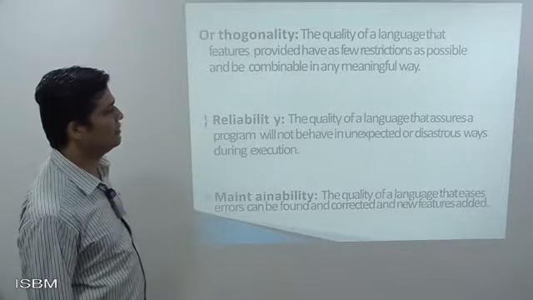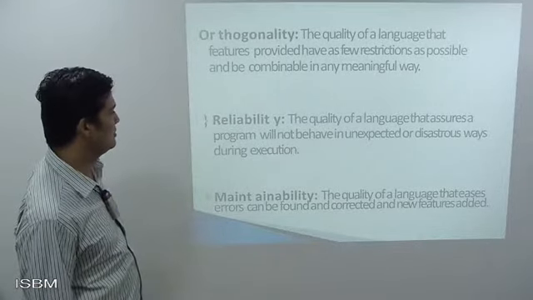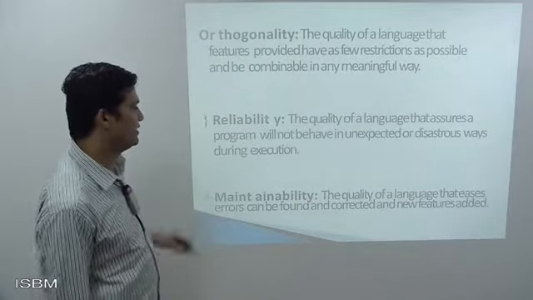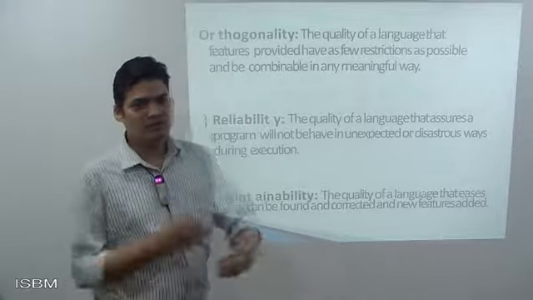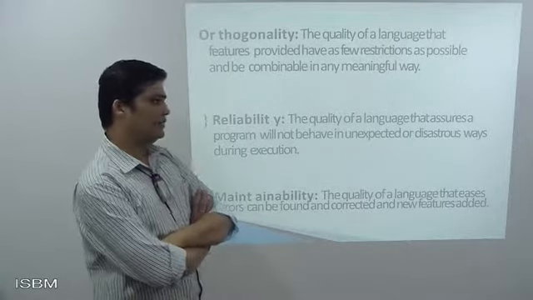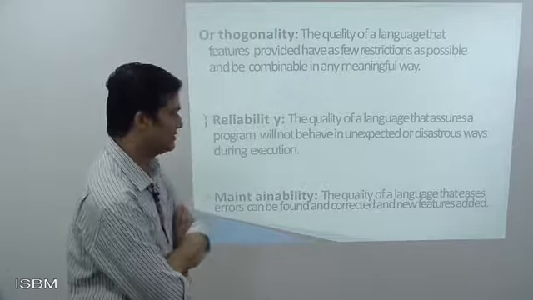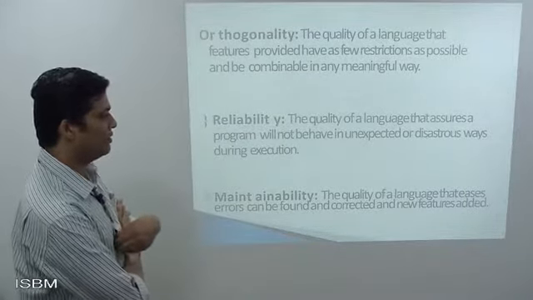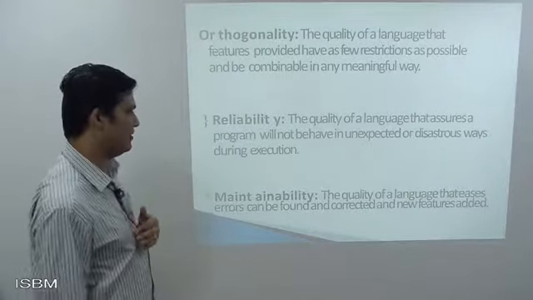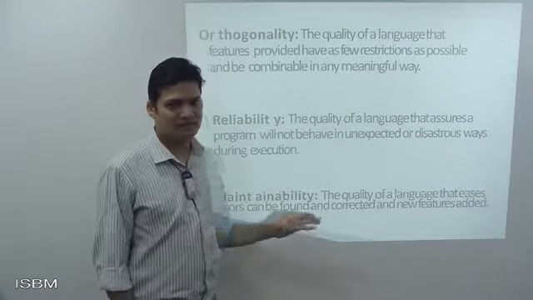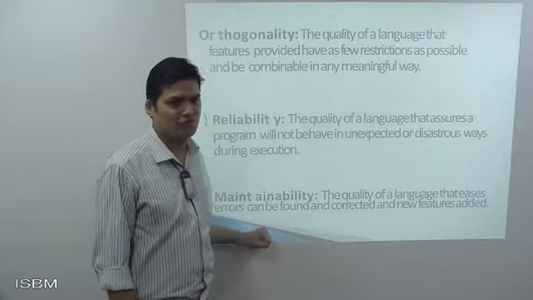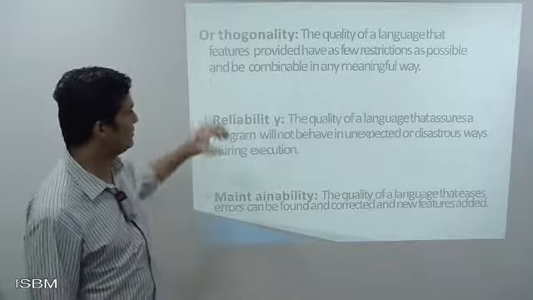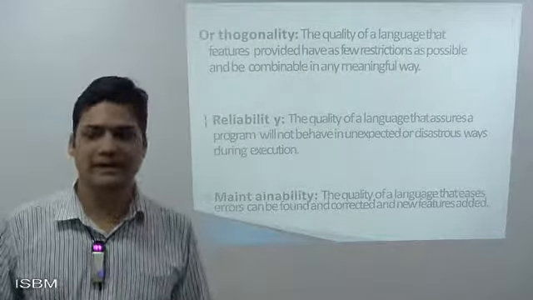Then reliability, the quality of a language that assures a program will not behave in unexpected and disastrous ways during execution. It should be properly executed, with no unexpected results or disasters during execution. Maintainability is the quality of a language that lets errors be found and corrected and new features added. You can add a new feature, enhance your code, modify the data, and everything can be easily done while maintaining.